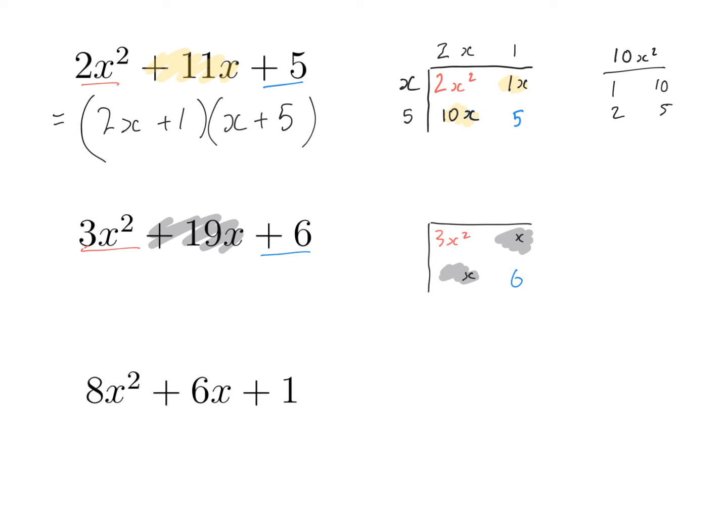So 3x squared times 6 is going to give me 18x squared. So I need to consider my factors of 18: 1 and 18, 2 and 9, 3 and 6. One of these pairs has to go in here. They need to add together to give me 19. So I'm going to be using 1 and 18.